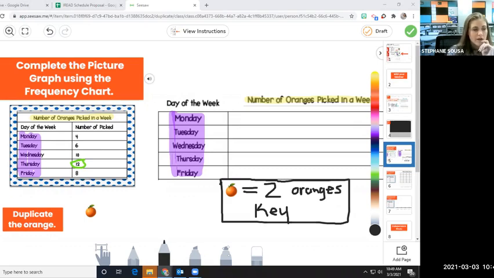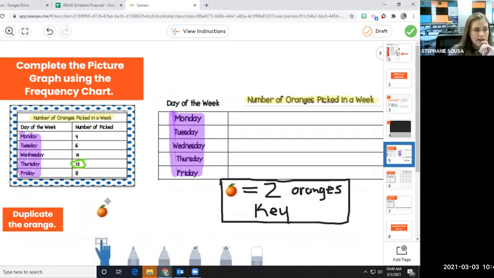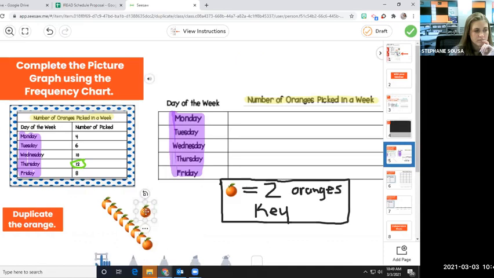All right. So we are now going to start creating our pictograph using the data. We're going to have to duplicate this orange. I'm going to create a whole bunch of oranges right now because I've got a lot of data here. Go ahead and do the same. You can duplicate your orange a whole bunch of times. There we go. I might need to duplicate it more. I might have done too many. We'll see.